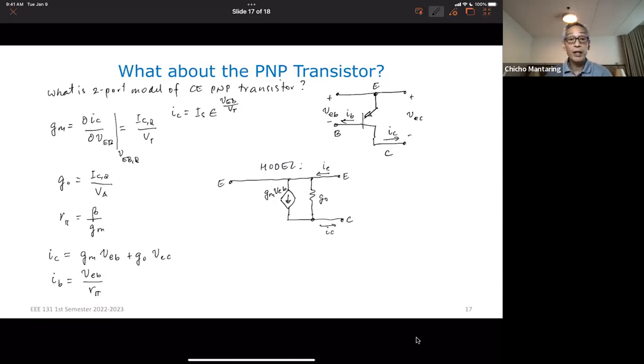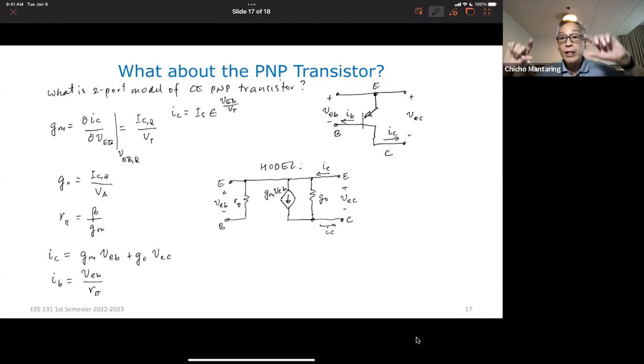So this is my collector. Here, no, I sub C will be composed of the current flowing down here plus the current flowing down here. And then this is now going to be VEC. And then between E and B is just R pi. And this is my base, this is VEB.